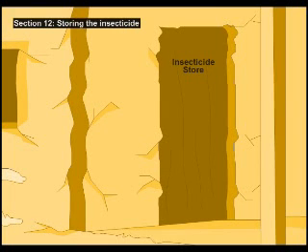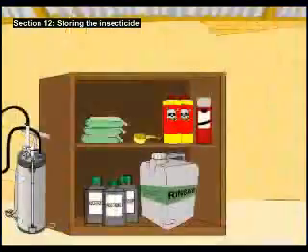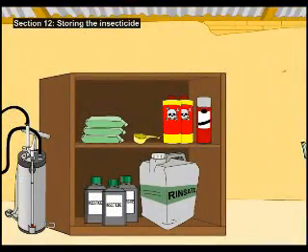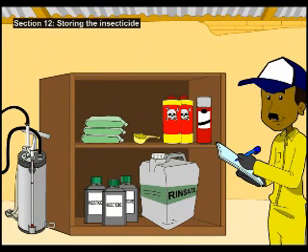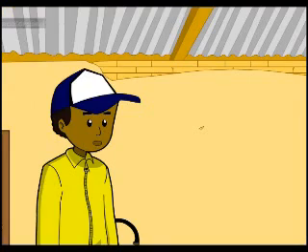Section 12. Storing the insecticide. Insecticides need to be stored in a cool, dark store that can be securely locked. Records need to be kept of insecticide stock from delivery to spraying.